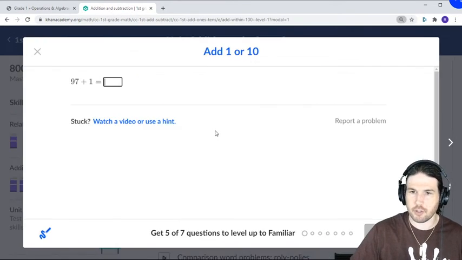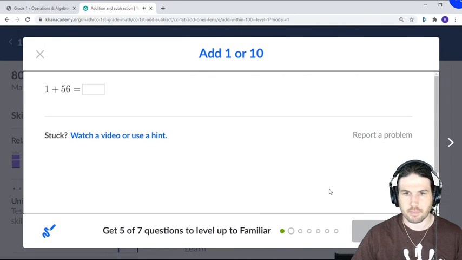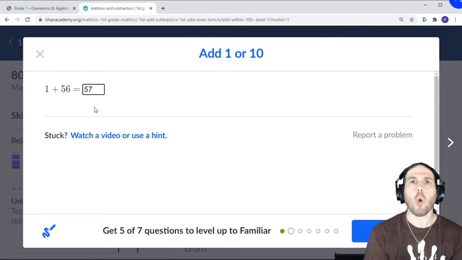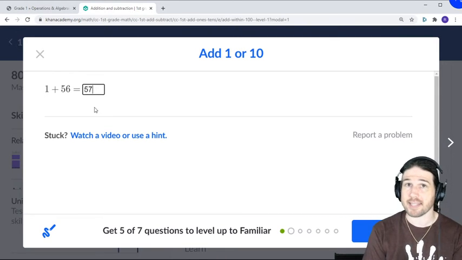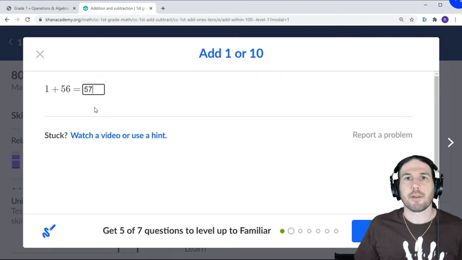So let's zoom in a little bit. 97 and 1 is 98. 1 plus 56 is 57. So this is the same kind of 1 more or 1 less as we did in kindergarten, but now sometimes it might be 10 more or 10 less. Again, small, incremental, tiny steps going forward.